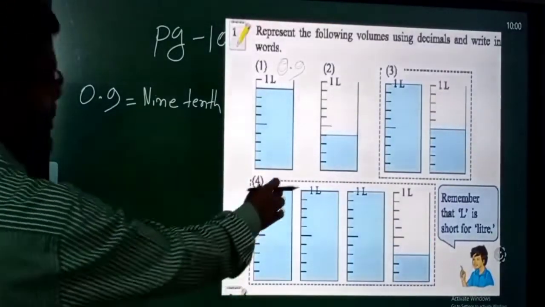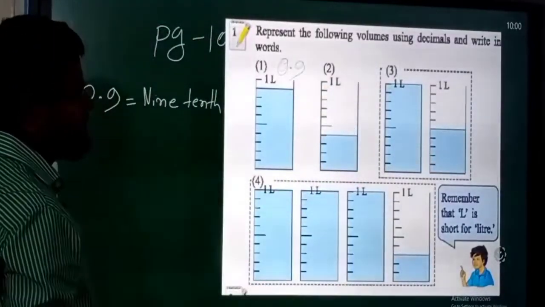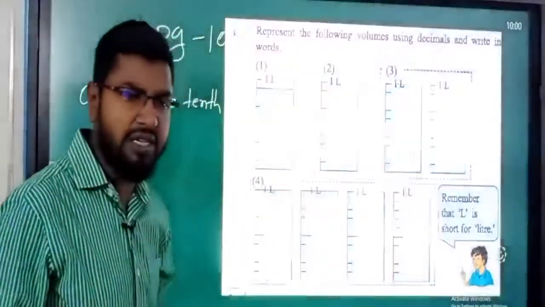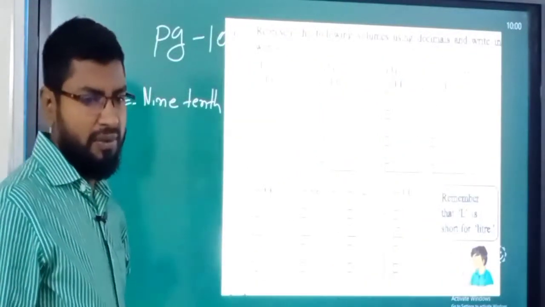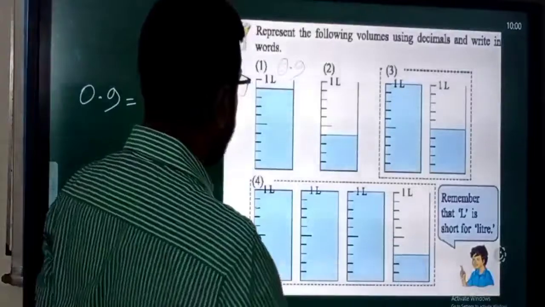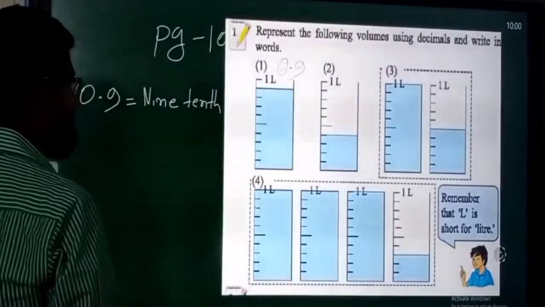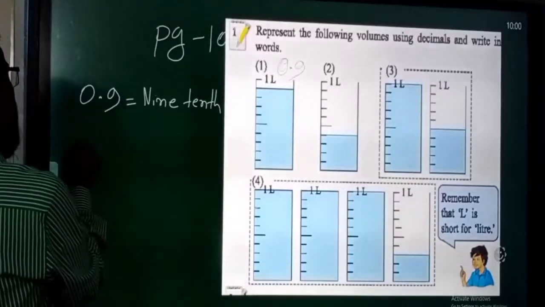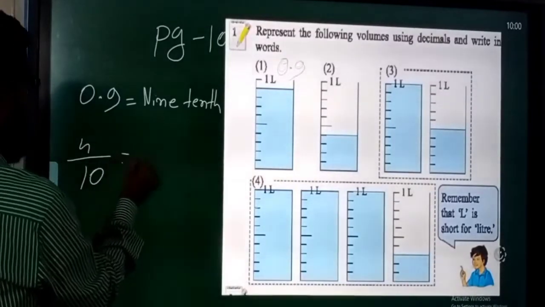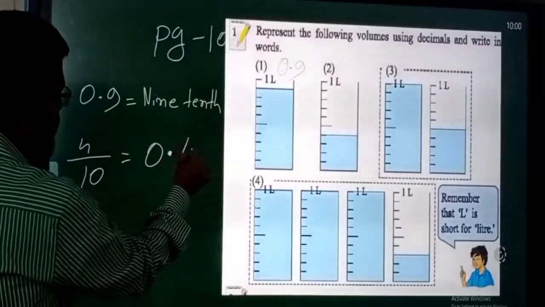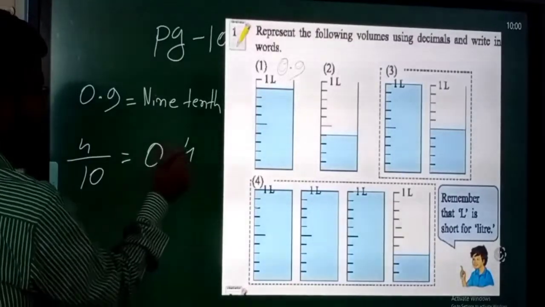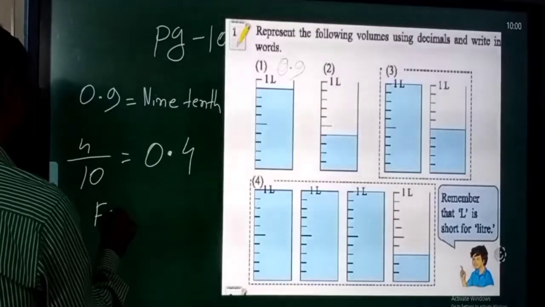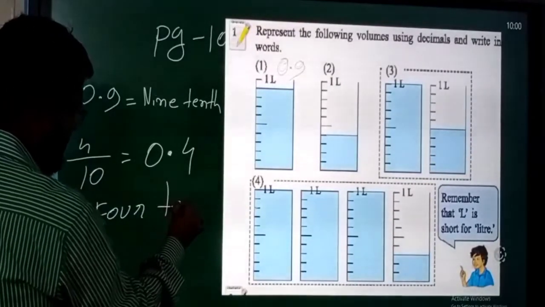Now this one, number 2. It is also a 1 liter jar. How many parts are filled up? 1, 2, 3, 4. 4 parts. That means it is 4/10. We can tell it is 0.4. So in words I can write it as 4/10.